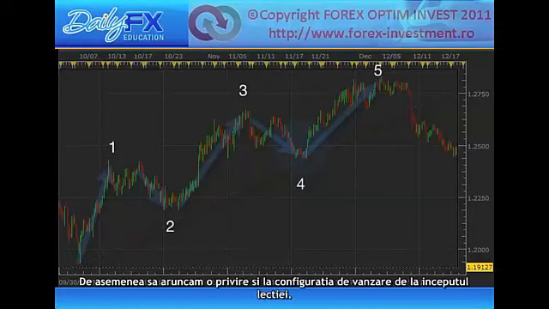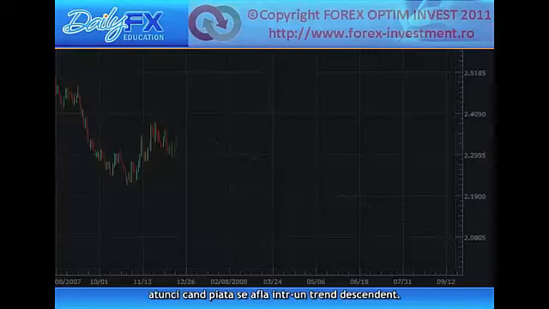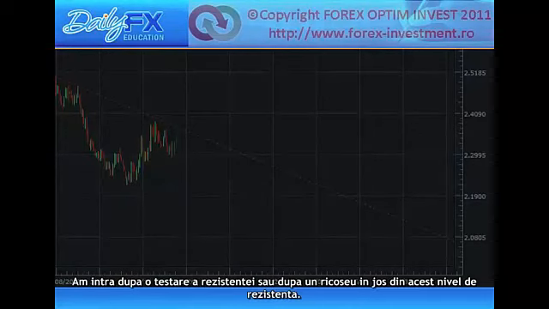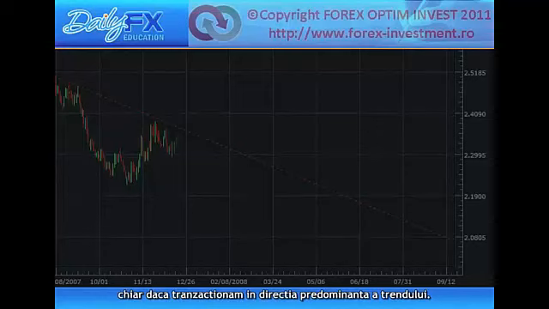Let's also take a look at the sell setup from the beginning of the lesson. We identified the potential sell as a rally up to resistance when the market is in a downtrend. We would enter on a test of resistance or on a bounce down off of that resistance level. But again, we don't know for sure if the downtrend will continue after we sell, even though we're trading in the direction of the trend.